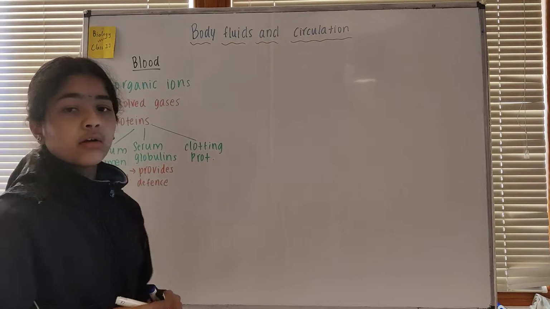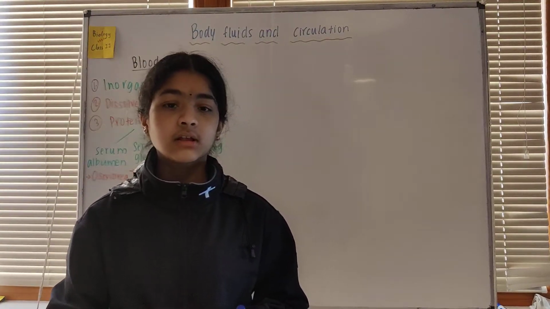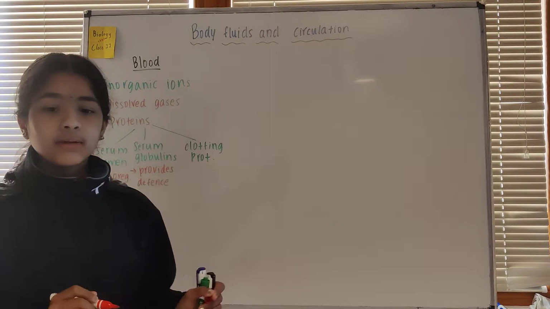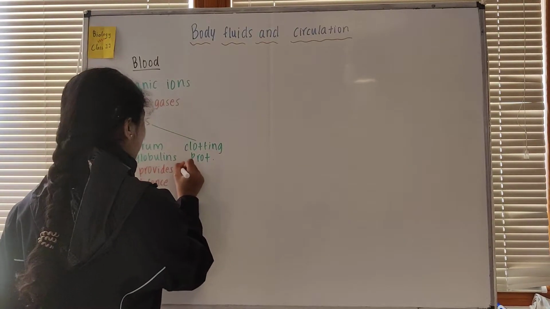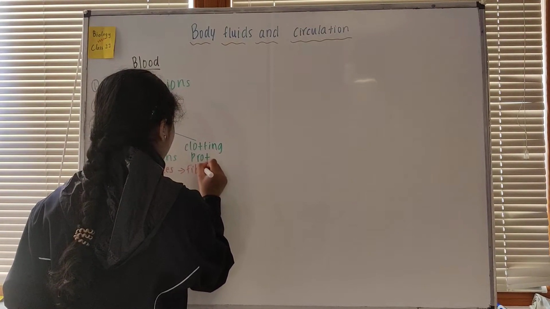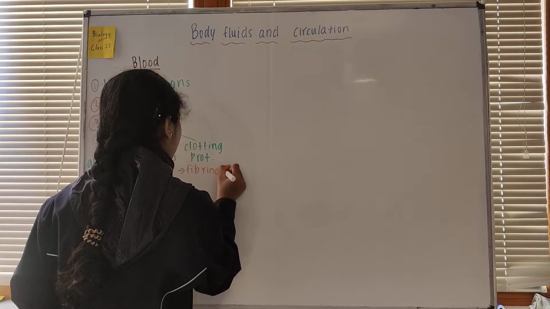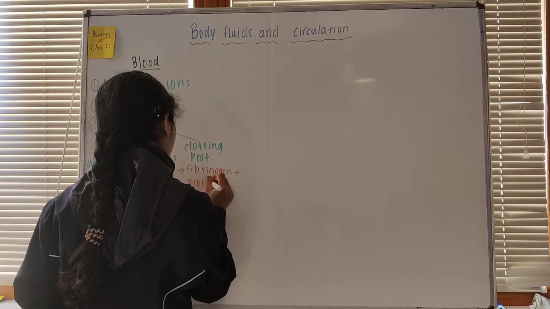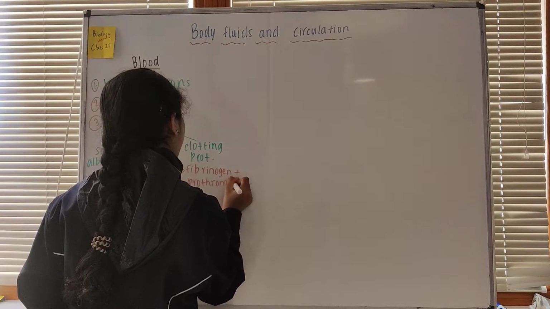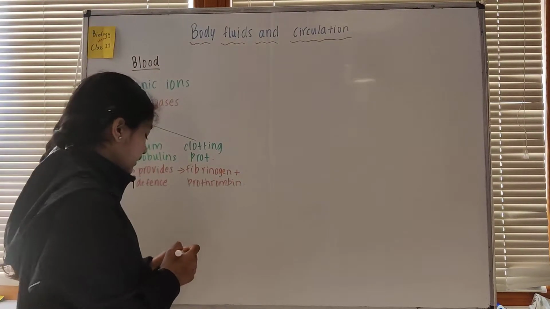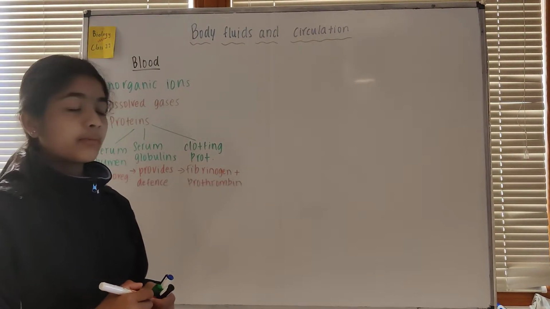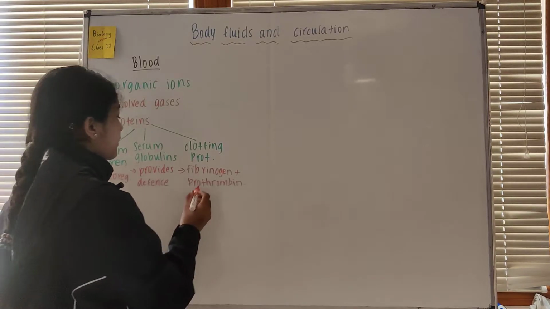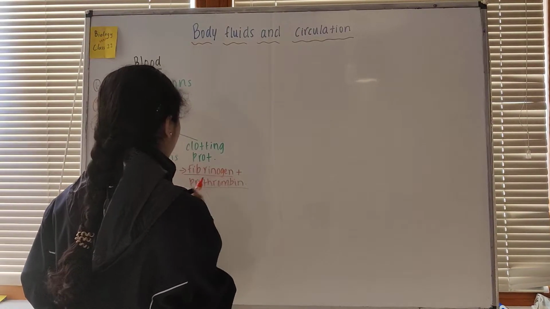So this is what the serum globulins do. That means they act as antibodies. Clotting proteins, here we talk about fibrinogen and prothrombin. So fibrinogen and prothrombin, these are the two clotting proteins that are present. Very important clotting proteins. There are many others, but these are the main ones that are present, fibrinogen and prothrombin.